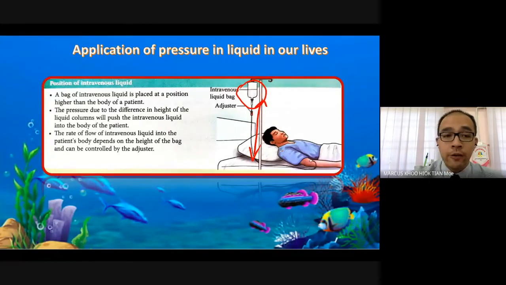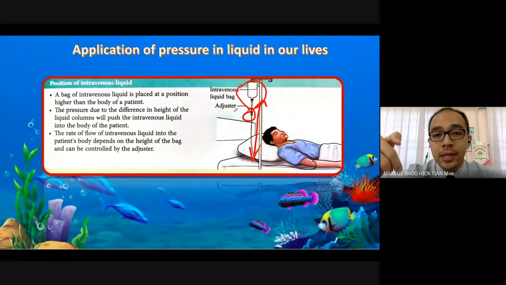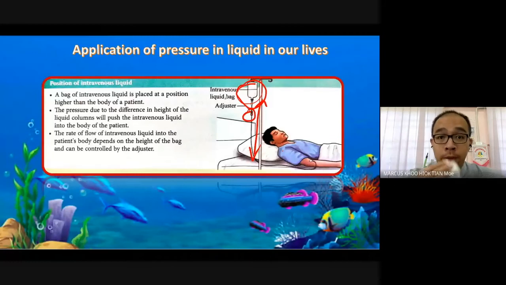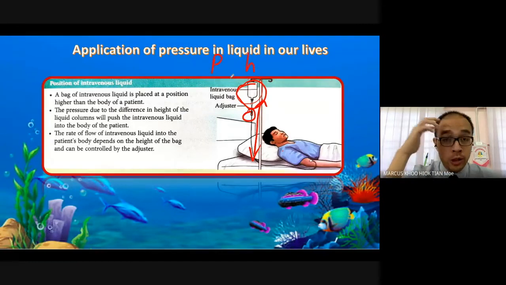So the rate of flow of intravenous liquid into the patient's body depends on the height of the bag, and can be controlled by the adjuster. So this adjuster determines how much goes in per second. But the height also plays a difference. The higher you put the bag, the faster the liquid will flow because there's more pressure. Remember, pressure and height is directly proportional. The bigger the height, the bigger the pressure.